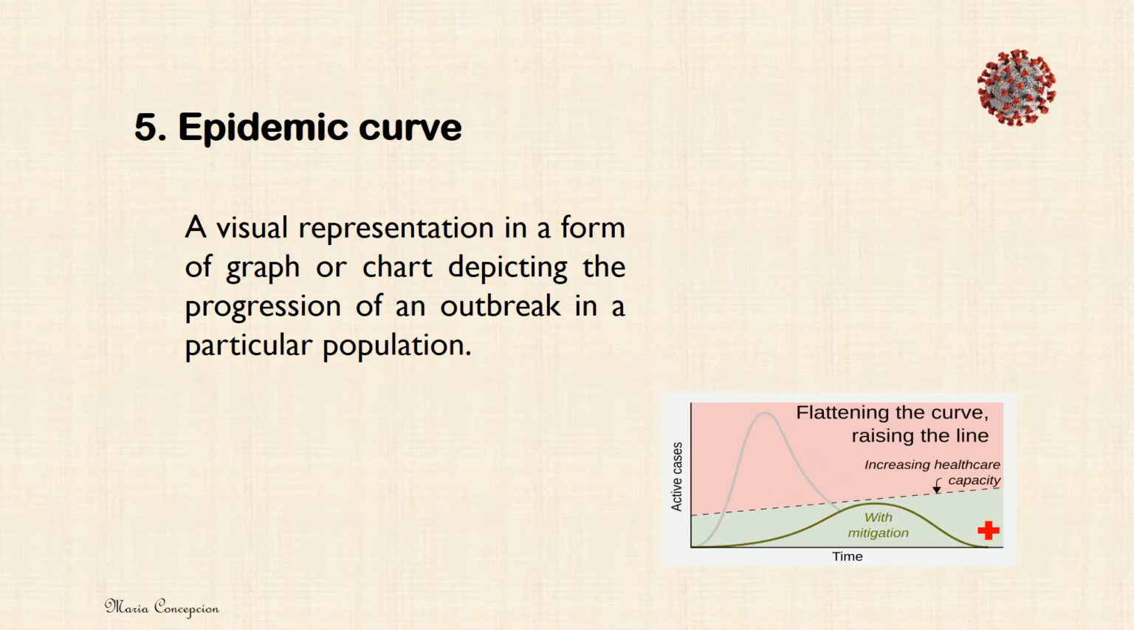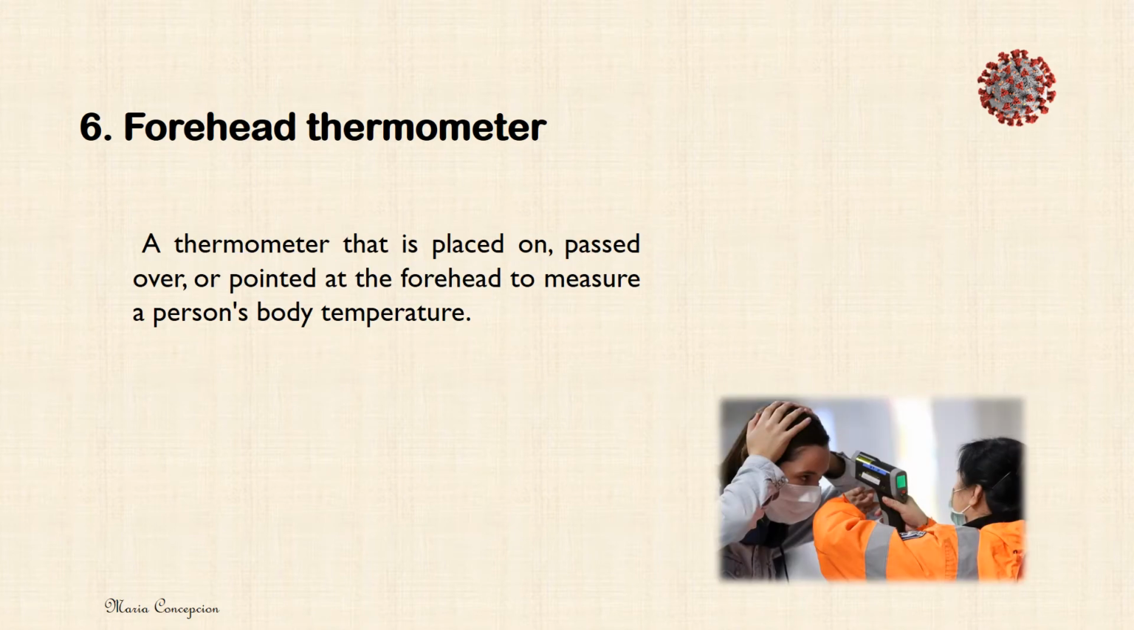Epidemic curve. A visual representation in a form of graph or chart depicting the progression of an outbreak in a particular population. Forehead thermometer. A thermometer that is placed on, passed over, or pointed at the forehead to measure a person's body temperature.